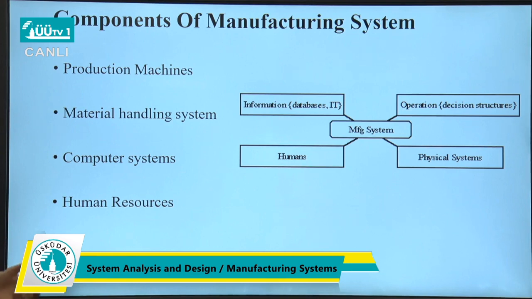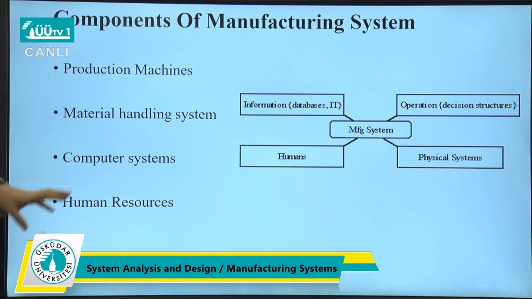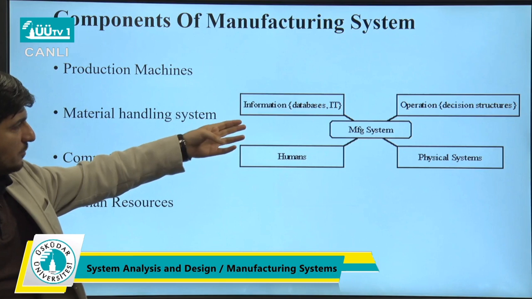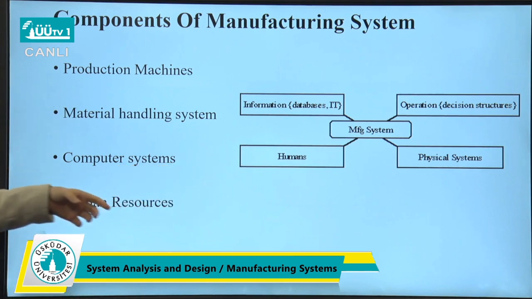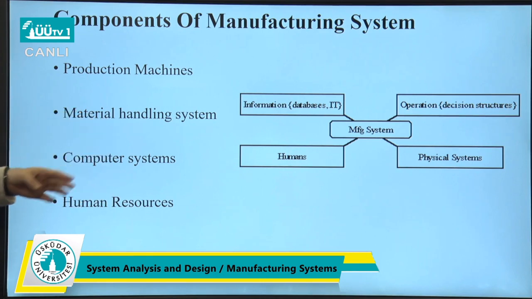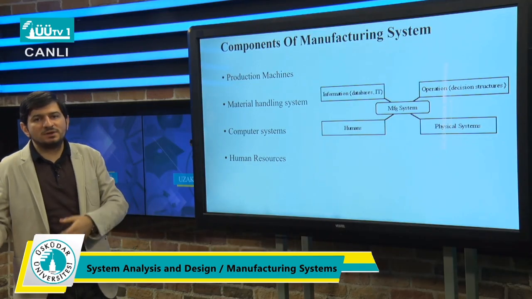So how about the components of the manufacturing system? When we look at the components, as we place the manufacturing system in the center, we have its components such as information, which is highly related to the computer system that we establish in our organization, and the operations that we run with the machines inside the organization, and the humans, who are our intellectual capital that we hire and employ in our organization, and the physical systems, which are highly related to the material handling system, so that materials are handled to the right place at the right time and to the available position.